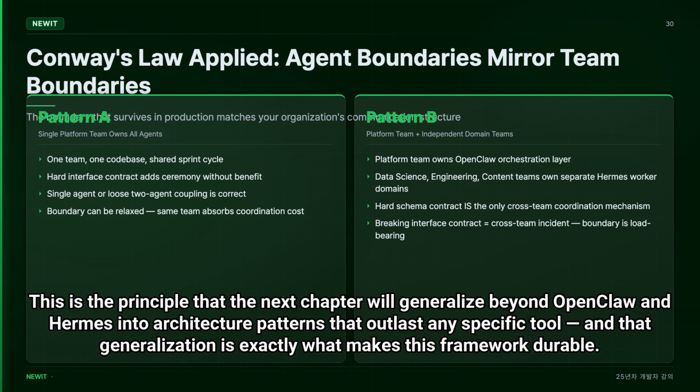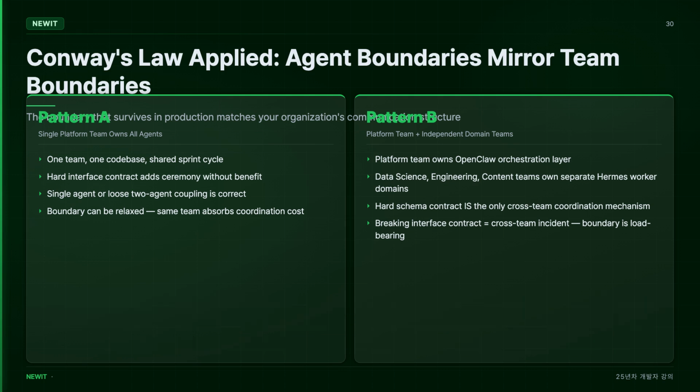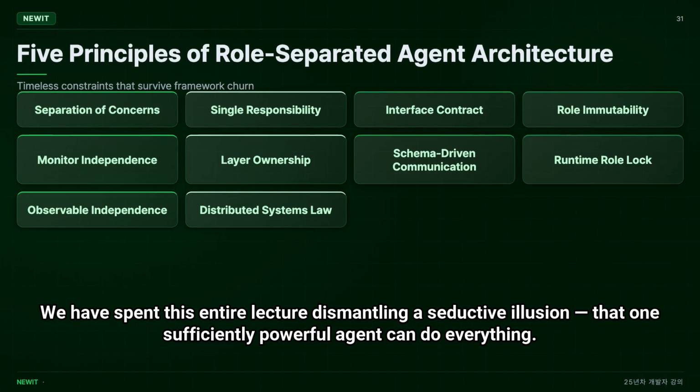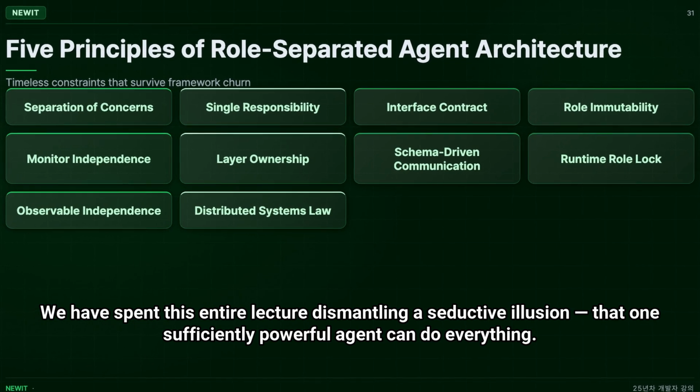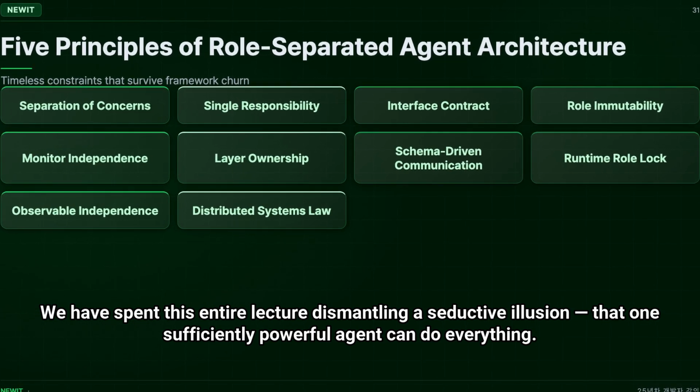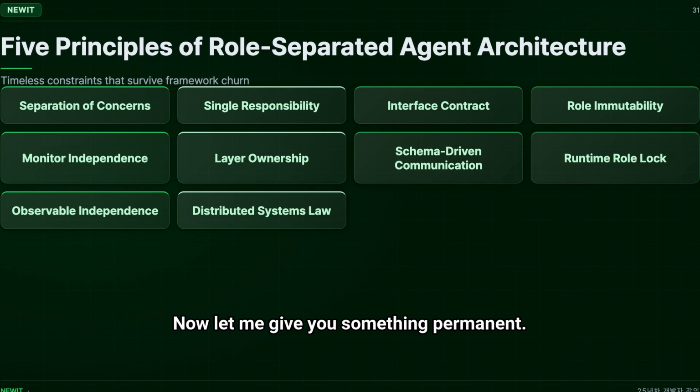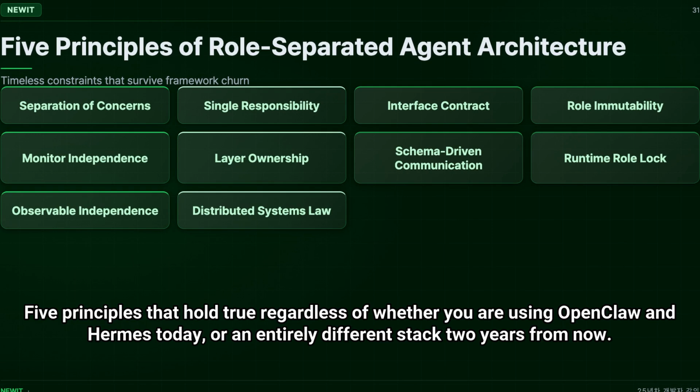This is the principle that the next chapter will generalize beyond OpenClaw and Hermes into architecture patterns that outlast any specific tool, and that generalization is exactly what makes this framework durable. We have spent this entire lecture dismantling a seductive illusion, that one sufficiently powerful agent can do everything. Now let me give you something permanent. Five principles that hold true regardless of whether you are using OpenClaw and Hermes today or an entirely different stack 2 years from now. Principle 1.